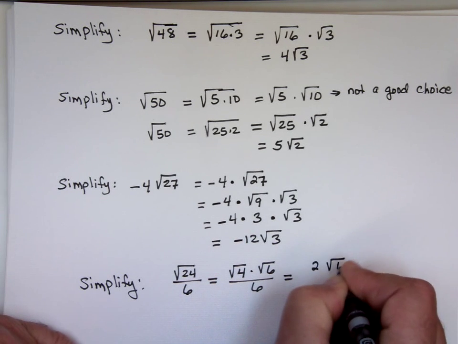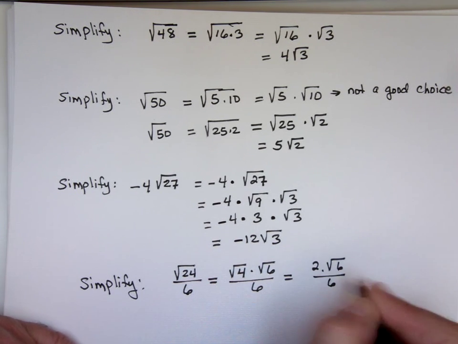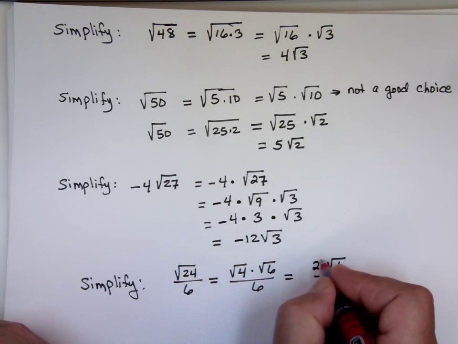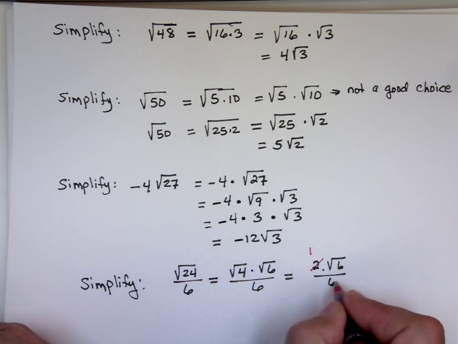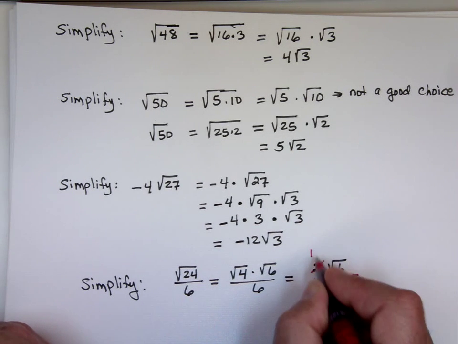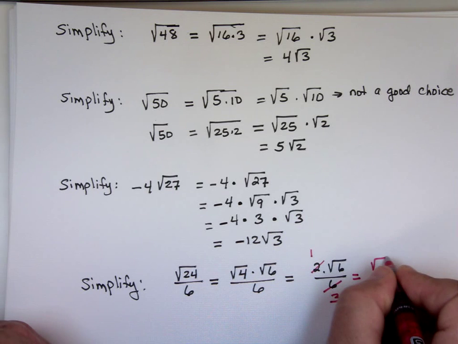Now this is a fraction. You can divide the top and the bottom by the same number. If I divide this by 2, that's a 1. Divided by 2, that's a 3. So my answer is 1 times the square root of 6, which is the square root of 6 over the 3.